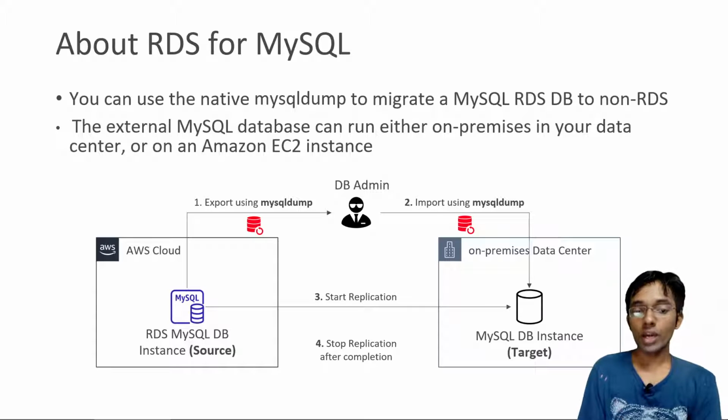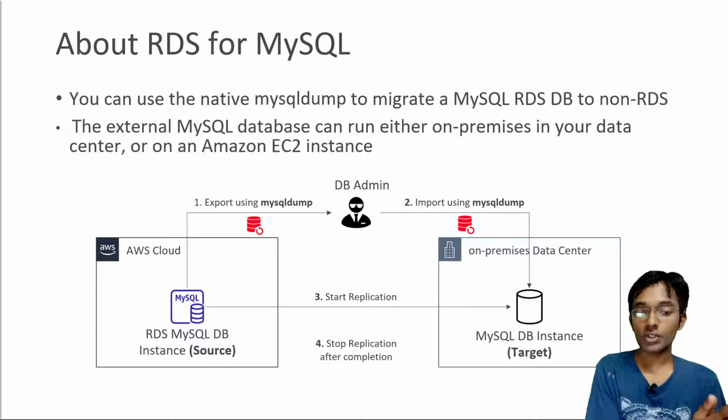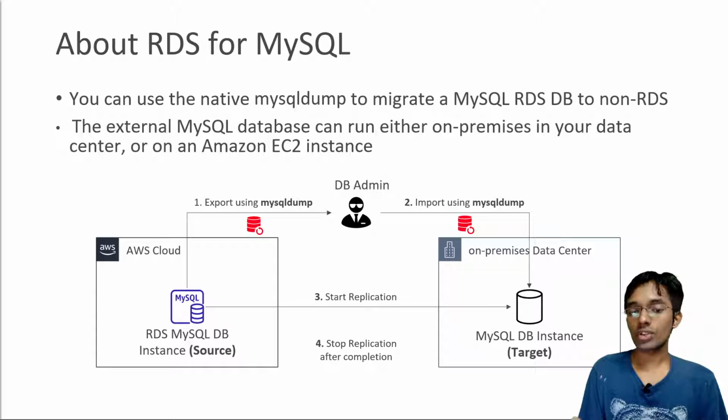So you have the RDS MySQL database instance in your cloud, and then the target may be, for example, on premises. You use a DB admin, the MySQL dump tool, to export it and import the data back into where you want it to go, and then you start a replication mechanism between the two databases to synchronize the data. Once the replication is done, you stop it and you stop the source database.